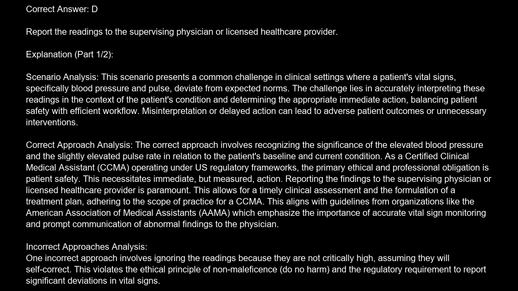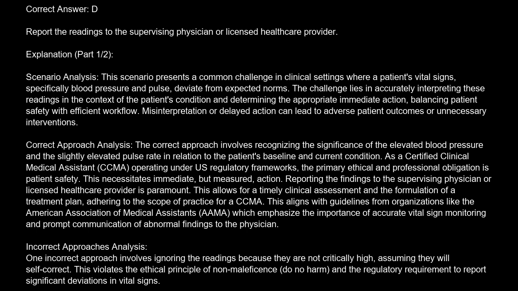Correct approach analysis. The correct approach involves recognizing the significance of the elevated blood pressure and the slightly elevated pulse rate in relation to the patient's baseline and current condition. As a certified clinical medical assistant, CCMA, operating under U.S. regulatory frameworks, the primary ethical and professional obligation is patient safety. This necessitates immediate but measured action.